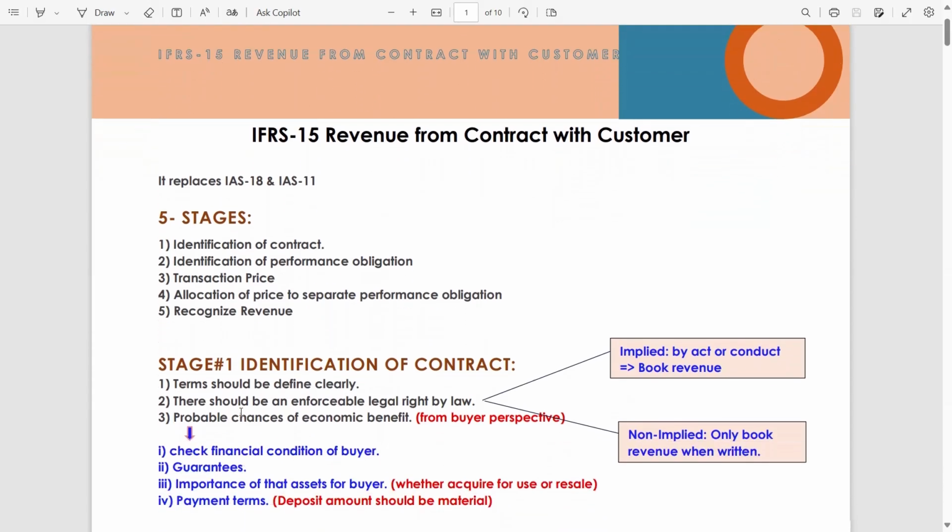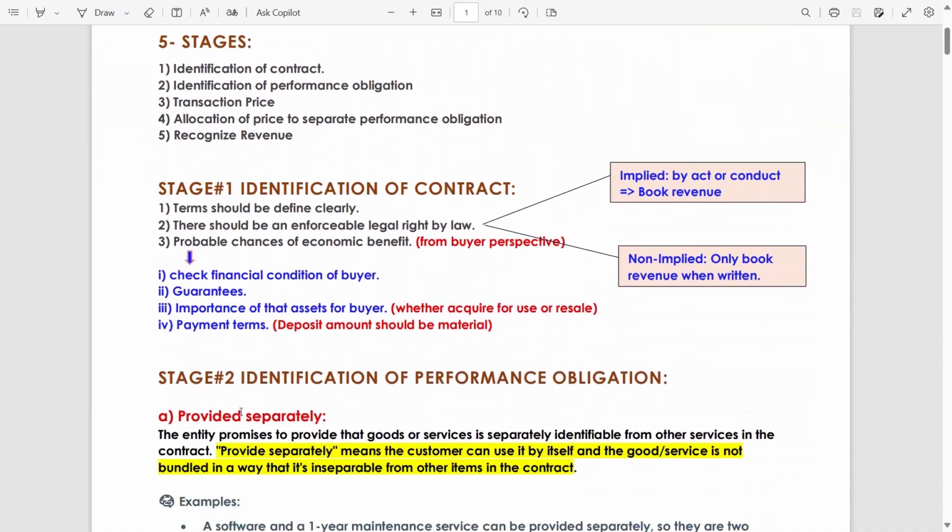Now, stage 1, identification of contract. In identification of contract, we have three things. One, terms should be defined, meaning the terms of the contract should be clearly defined. There are no hidden things or hidden terms.